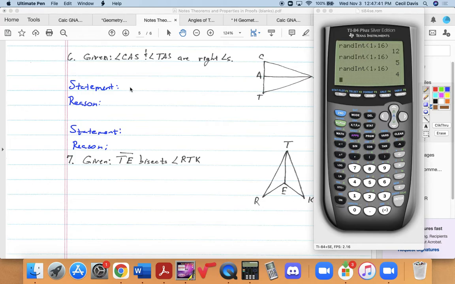Wait a minute. I gave you time to talk to somebody. This is not the time to look on someone else's paper. This is the time to tell me what you have. Tell me what you got. I literally just wrote the given again. You wrote angle CAS and angle TAS are right angles? Yes. All you have to do is change it ever so slightly to make that a correct one. Segment SA.